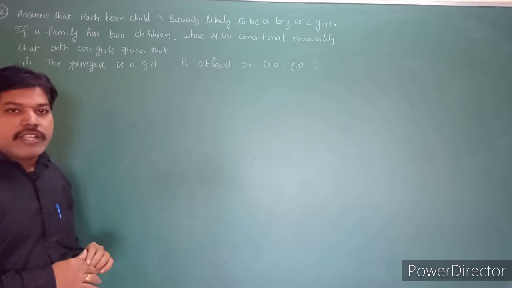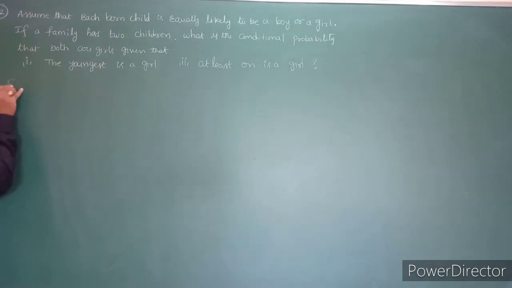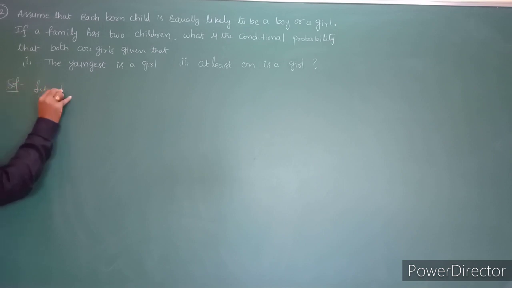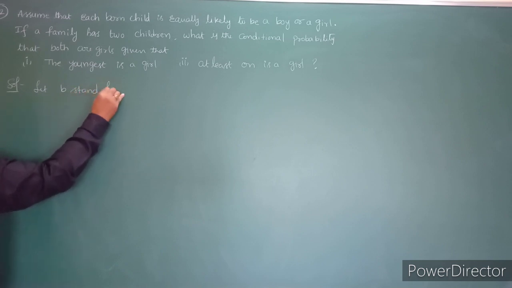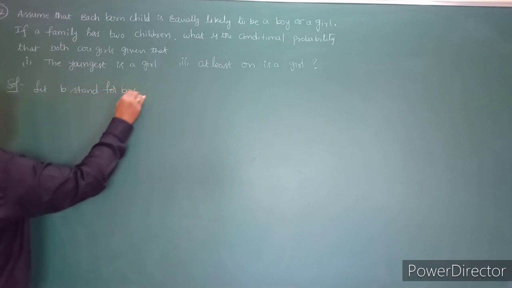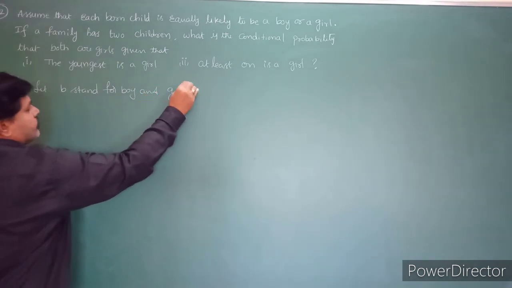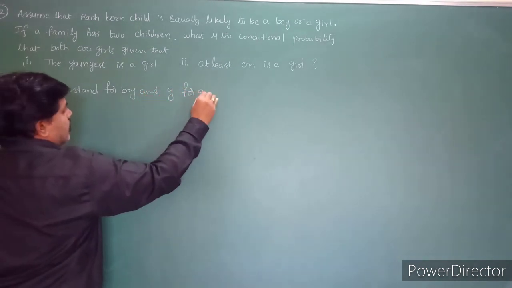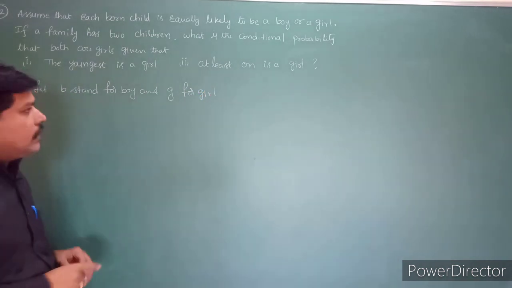Okay, so two problems are there. How to solve this one? See here, students. First, what we will take: let B stand for boy and G stand for girl. So B stands for boy and G stands for girl.